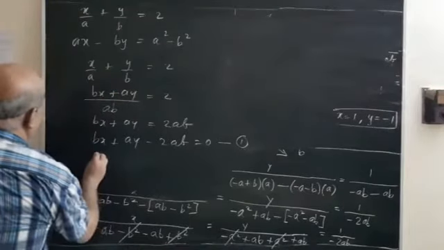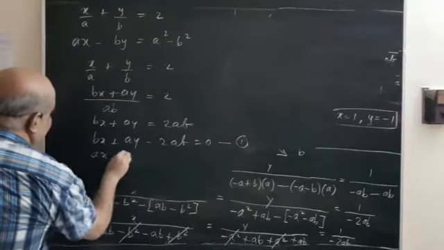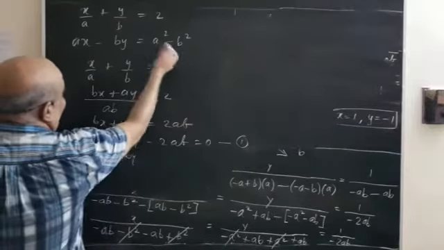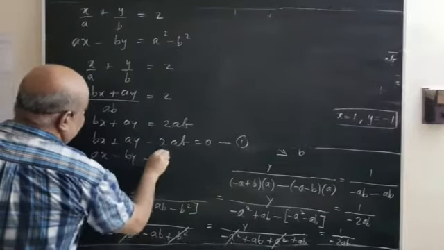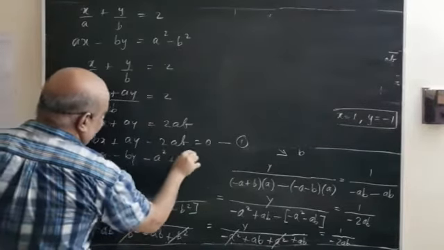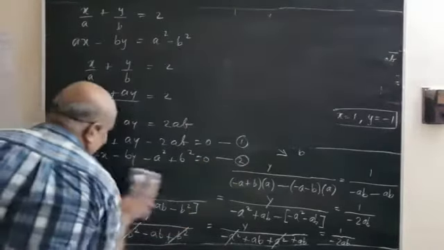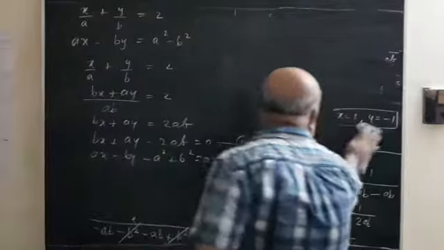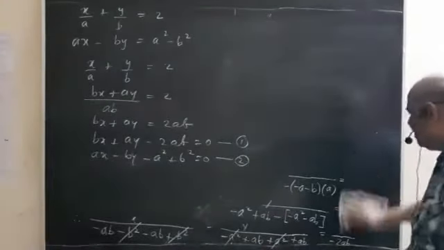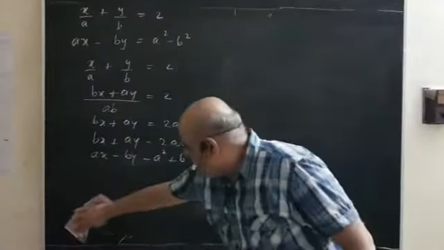Bring that also in standard form. So we have ax minus by. When you bring that here, it becomes minus a square plus b square is equal to 0. So that will be your second equation. Alright? So I have literally done a few steps for you.